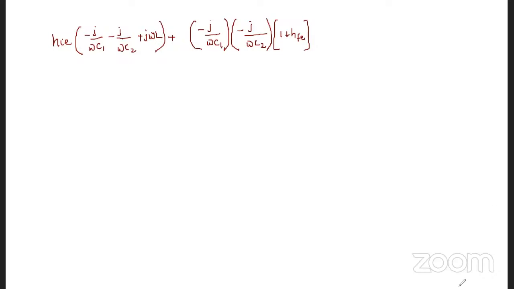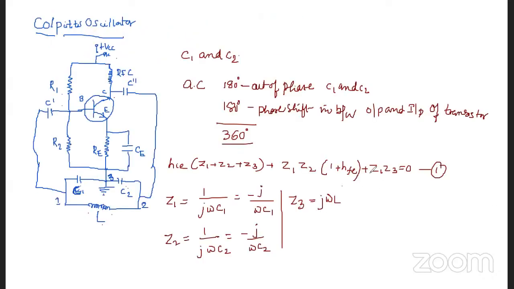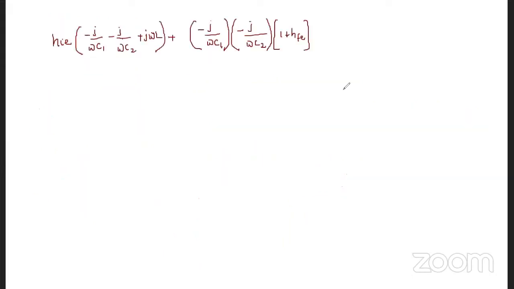And then next we have into Z plus Z1 Z3. So here we'll write plus Z1, Z1 is nothing but minus j by omega C1, into Z3 which is j omega L, which will be equal to 0 here. So we have substituted all the Z1, Z2, Z3 values in equation 1. So we have written this equation.